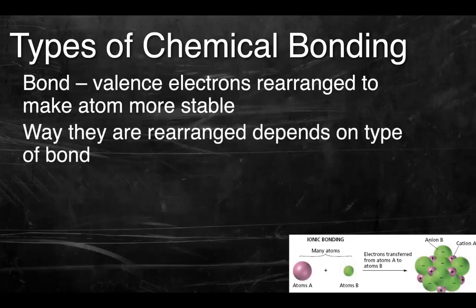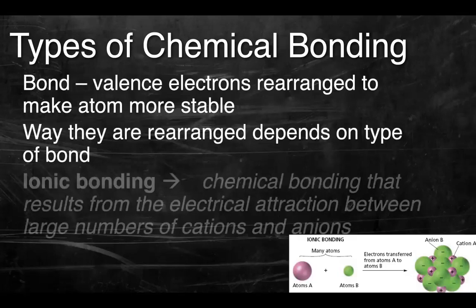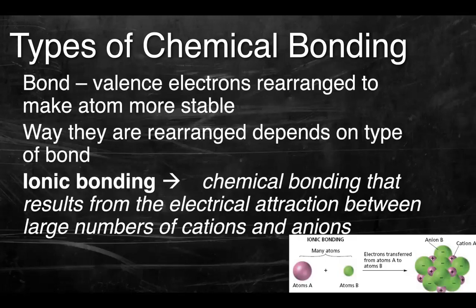Now, a bond includes valence electrons that are rearranged to make an atom more stable. The way the valence electrons are rearranged depends on the type of bond. So we have ionic bonding, which is when one atom loses an electron or more than one electron. Another atom will gain those electrons, and therefore they form ions, and the ions have a positive and negative charge. Positive and negative attract, and so you have an ionic bond formed because of the charge on the ions.